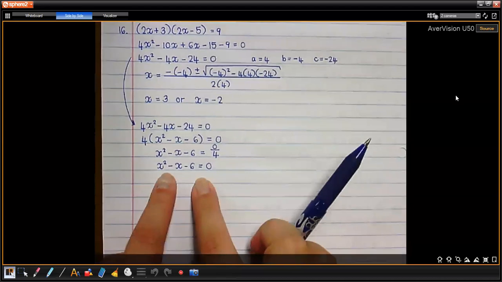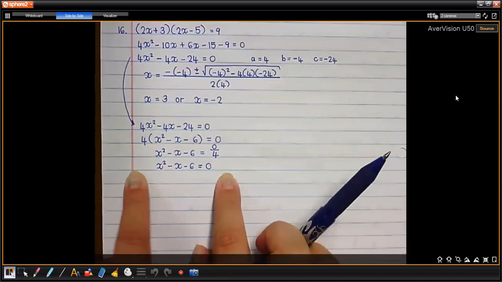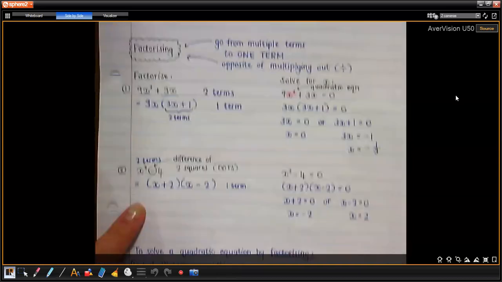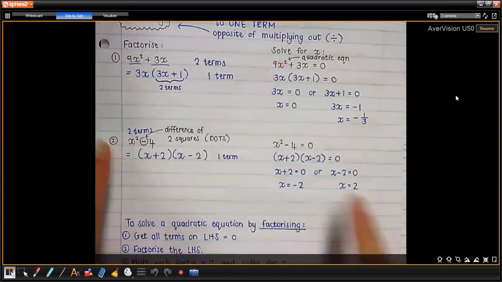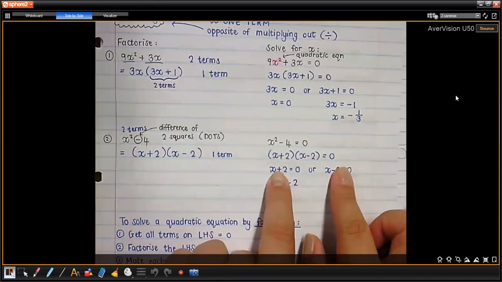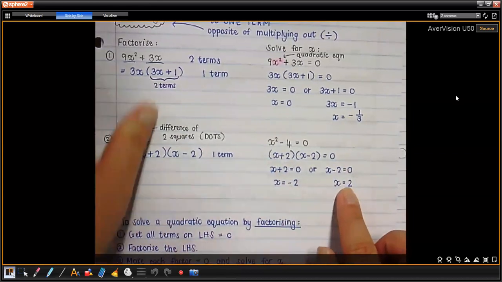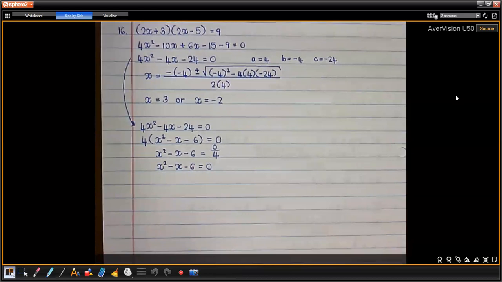And now you could either factorize this trinomial, like we did on Wednesday. Remember, if you factorize something and you have 2 brackets, then you make each bracket equal to 0 and then you solve. Or from here, you can also just use the quadratic formula.